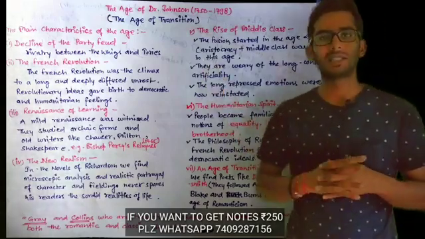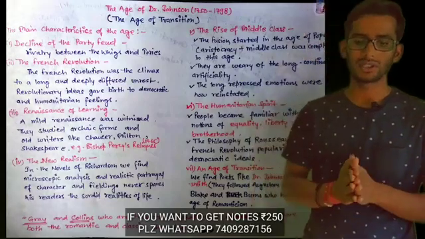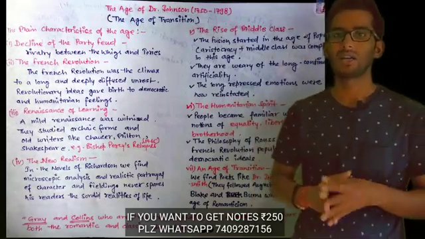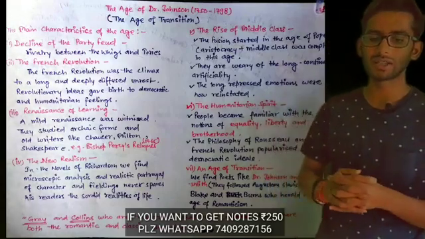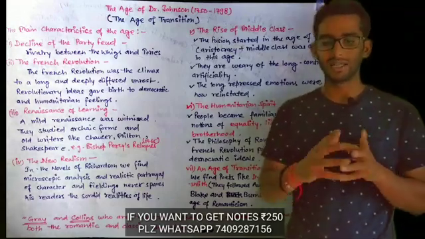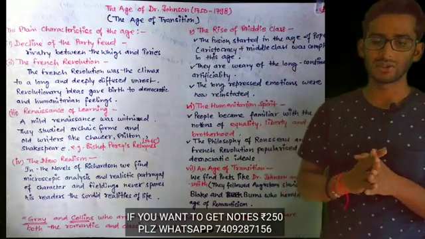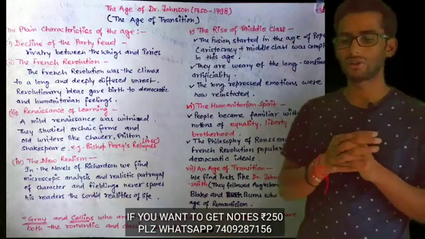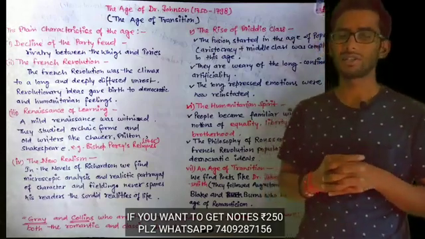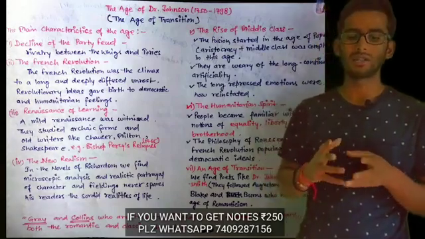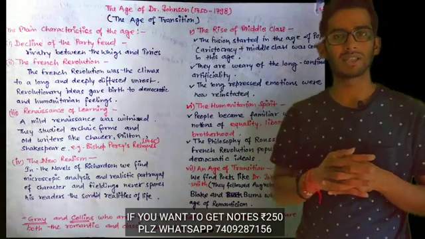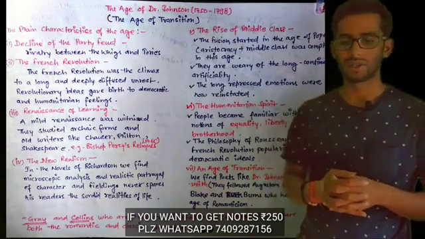The second was the French Revolution. French Revolution had great impact on literary characteristics of the age. The French Revolution was the climax to a long and deeply diffused unrest. Revolutionary ideas gave birth to democratic and humanitarian feelings. So in literature we see democratic and humanitarian feelings because of the French Revolution.